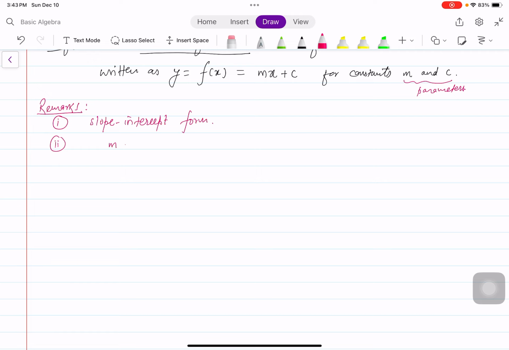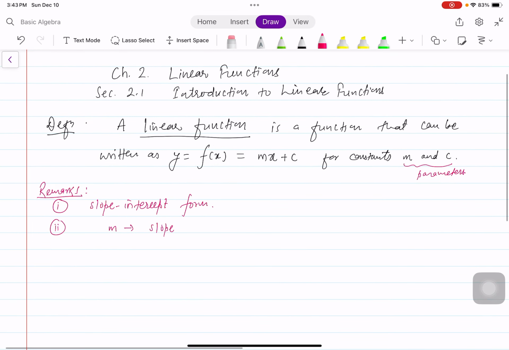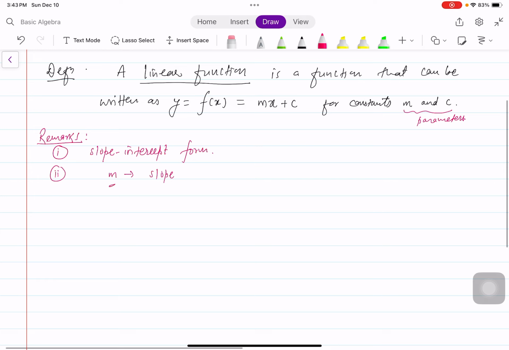It is because here m is the slope of the line, because these linear functions are normally straight lines, and this m represents the slope and c represents the y-intercept. Some people also call it the vertical intercept. And the c can be obtained by plugging x equal to 0 in the original equation.